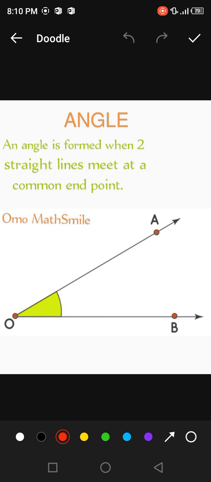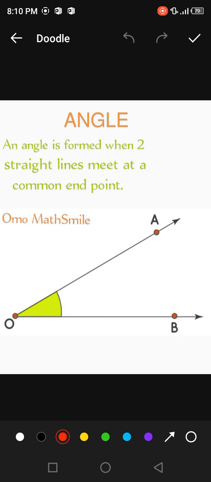Now, what is an angle all about? Well, an angle is formed when two straight lines meet at a common end point, just like we can see in this pictorial illustration. All right. Now, I'm going to be explaining this pictorial illustration to you.